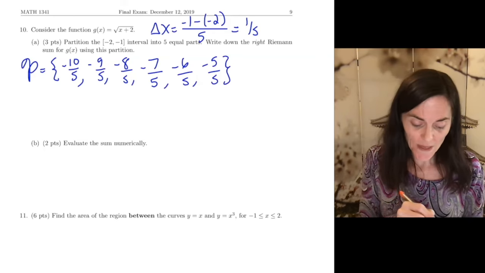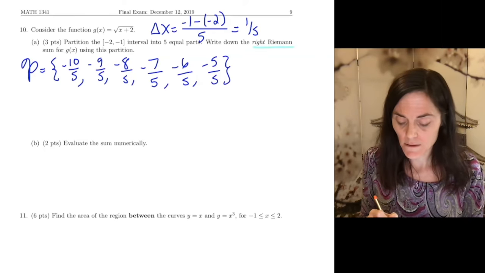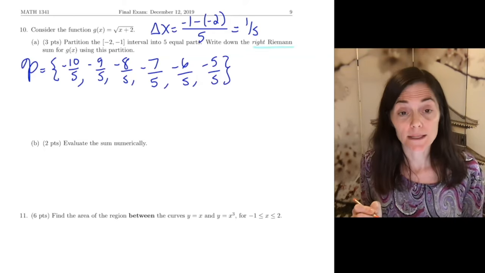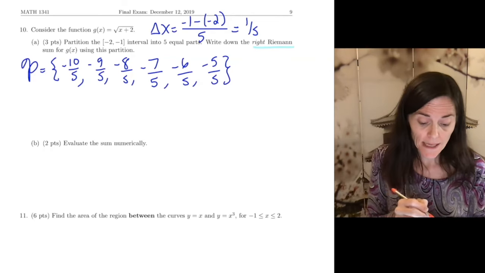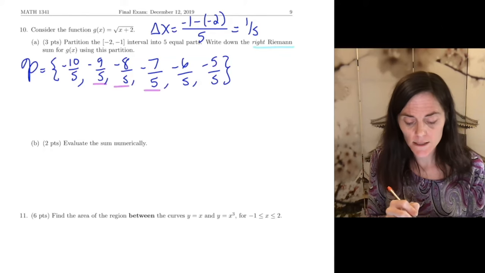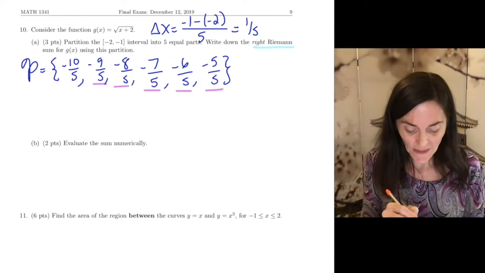Now, one more piece that's important is this. We want a right Riemann sum, which means we use the right endpoints. In my sum, I will use this, this, this, this, and this. Okay?